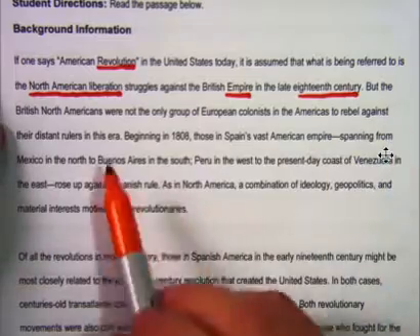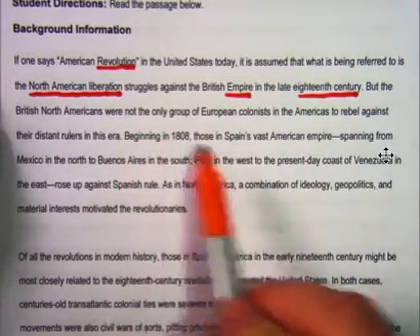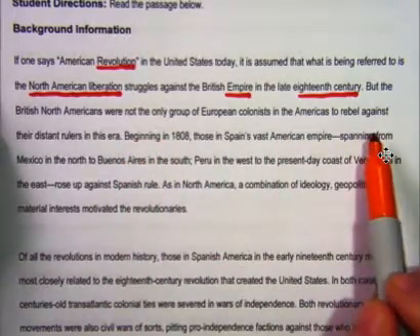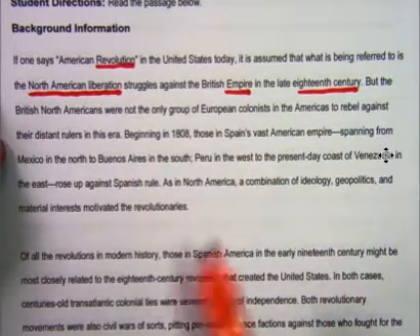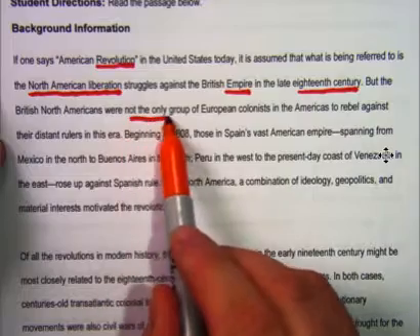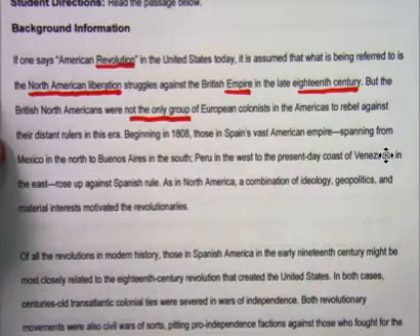But the British North Americans were not the only group of European colonists in the Americas to rebel against their distant rulers in this era. Okay, not the only group. Might be a suggestion.